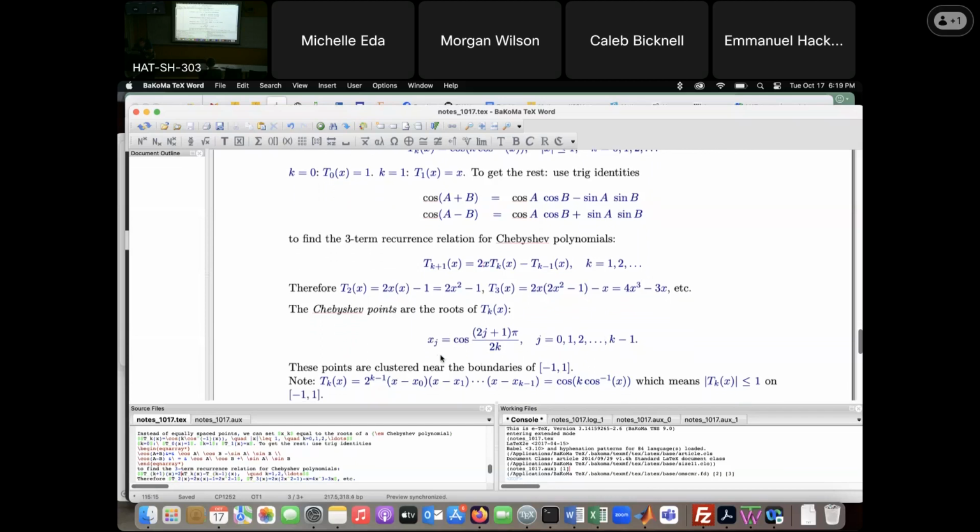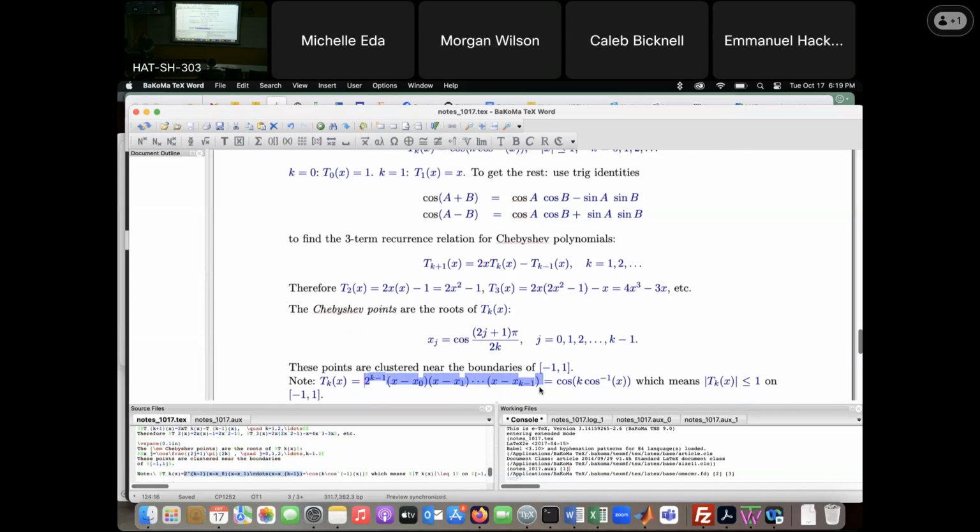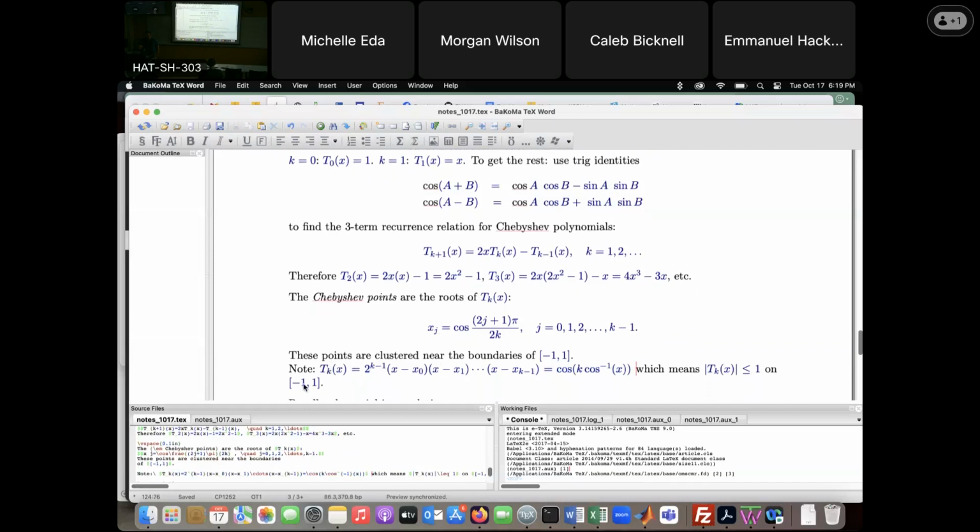Here's how. Using the statements I just made, that the leading coefficient of Tk of x is 2 to the k minus 1, and with the xj being the roots of a Chebyshev polynomial, this right here is a factorization of the Chebyshev polynomial Tk of x. But Tk of x is also defined to be a cosine of something, which means Tk is also less than or equal to 1 on this interval.